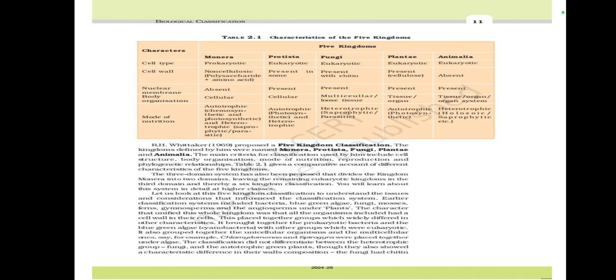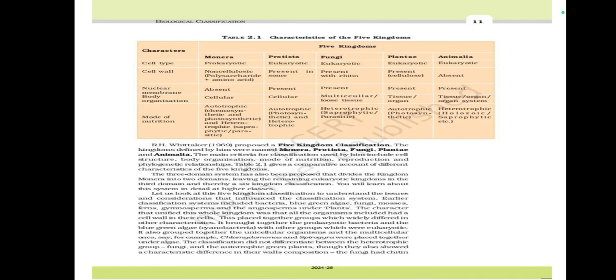The three domain system has also been proposed that divides the kingdom Monera into two domains, leaving the remaining eukaryotic kingdoms in the third domain, and thereby a six kingdom classification. You will learn about this system in detail in higher classes. Let us look at this five kingdom classification to understand the issues and considerations that have influenced the classification systems.